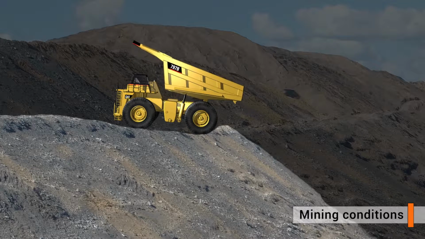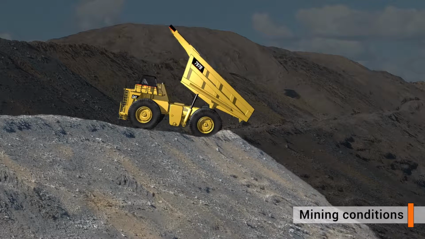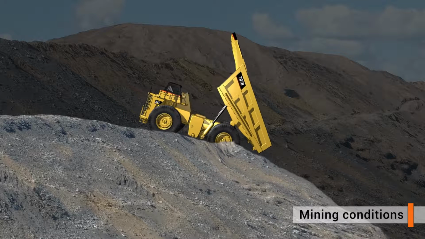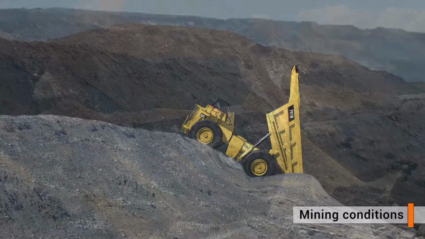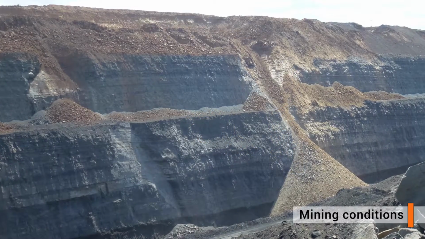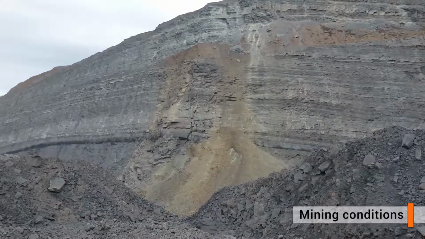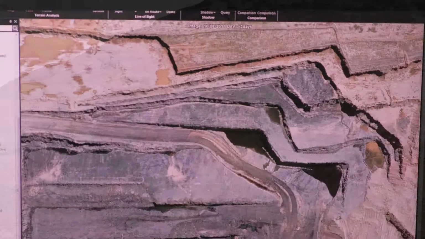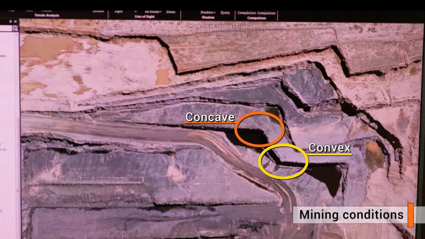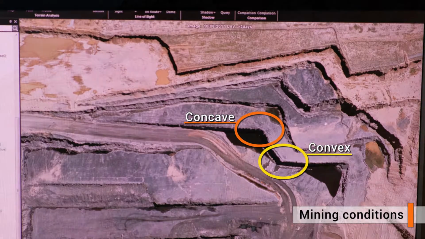Dump tip heads dipping towards the dump crest, where the additional weight applied to the tip head crest when a truck reverses to dump its load can initiate a failure. Inadequate bench widths. Strip geometry, where strip configurations that contain inflection points or bull noses are more susceptible to failure than those that have a consistent orientation.